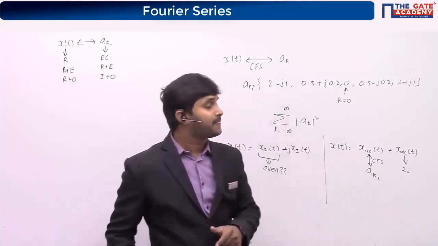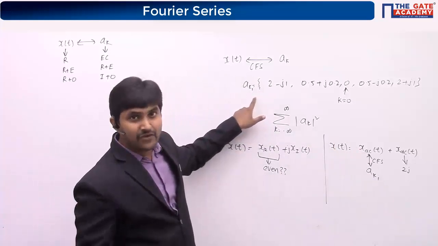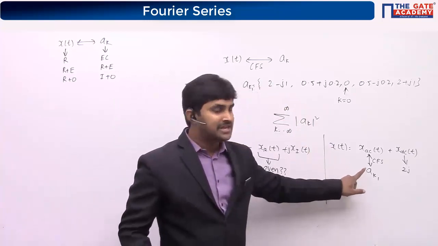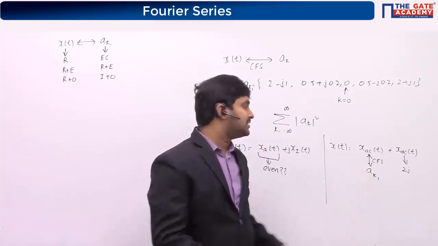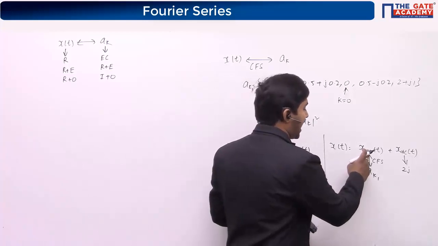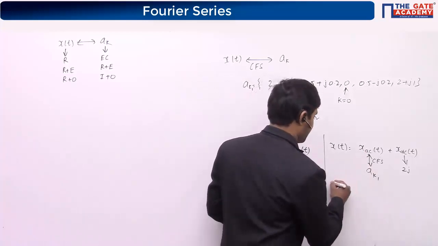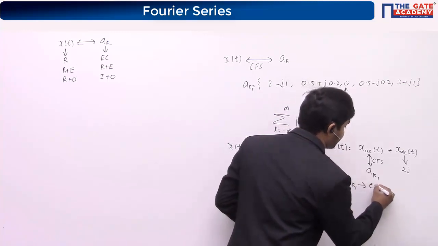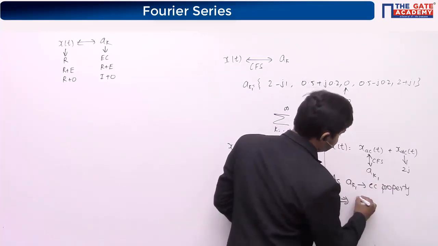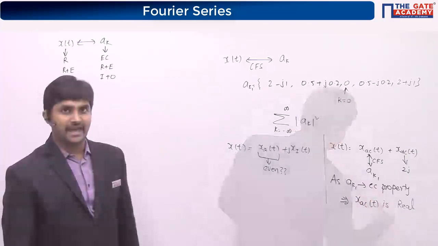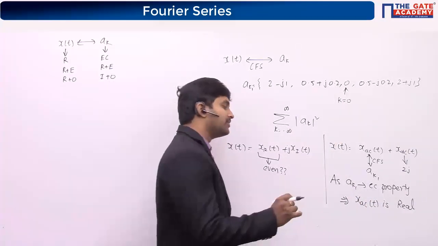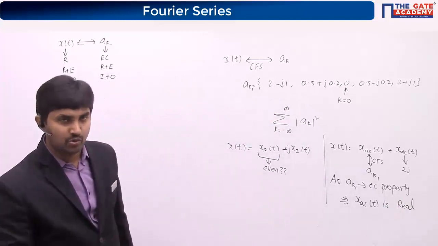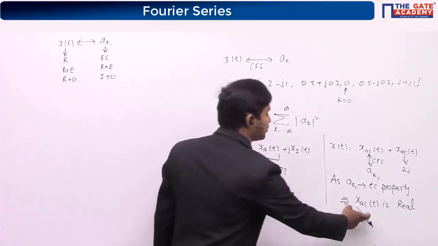Now please tell me, it is satisfying the even conjugate property. If ak1 satisfies the even conjugate property, can I say that the AC component of the function is real? The AC component of the function is real, yes or no? I can say that my AC component is real.